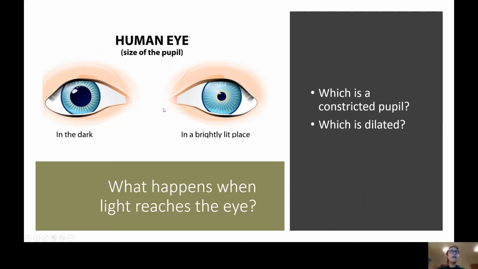Well, we can infer from that in darkness, your pupils are bigger, and that in a brightly lit place, your pupils are smaller. That's because this is a hole. So in darkness, the hole gets bigger, so more light can be let in. In brightness, the hole gets smaller because less light needs to go in. It's to protect the eye. So, which is a constricted pupil? Can you point to it? It's this one on the right, which is in a more brightly lit place. And which pupil is dilated? It's this one, which is in a darker place.